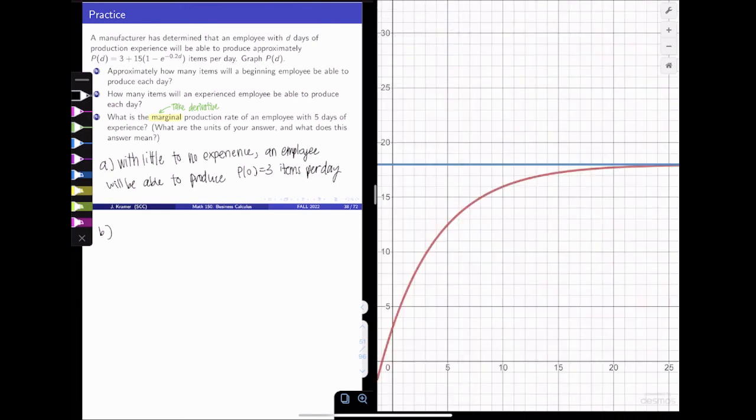And that comes from knowing transformations of the graph of e. So what we can see is this graph approaches and doesn't quite touch 18, but that would be the maximum number of items an experienced employee would be able to produce each day.